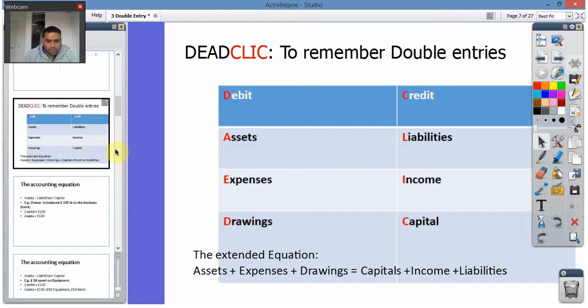So which ones are debits or credits? Remember from Chapter 1, debits are assets, expenses and drawings, and credits are liabilities, income and capital. You can use the acronym DEDCLIP to remember these, or you can use the extended accounting equation as well. That's the way I like to use it. Assets plus expenses plus drawings equals capital, income and liabilities.